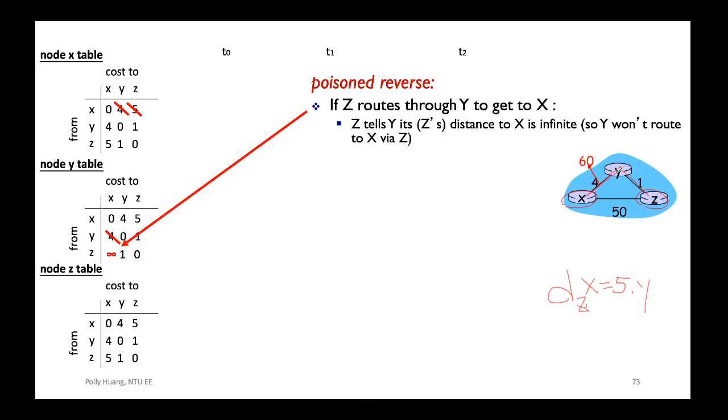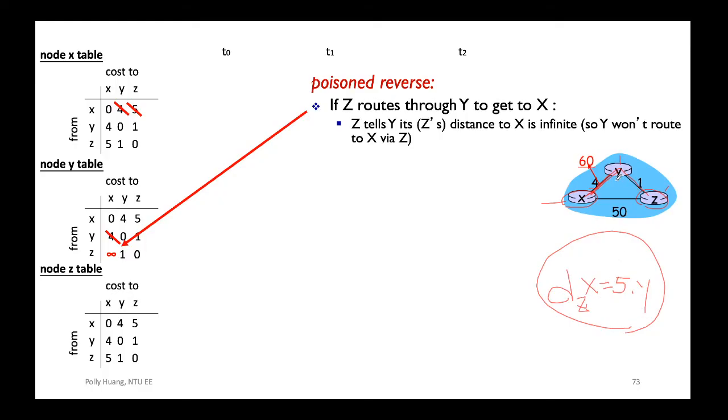Now, for link XY here, the cost changes from 4 to 16. X and Y, these two routers being connected to the link, will be able to discover the link cost change. But Z here, being farther away, couldn't. As a result, Z will be telling Y, hey, this is the shortest distance from me to X.